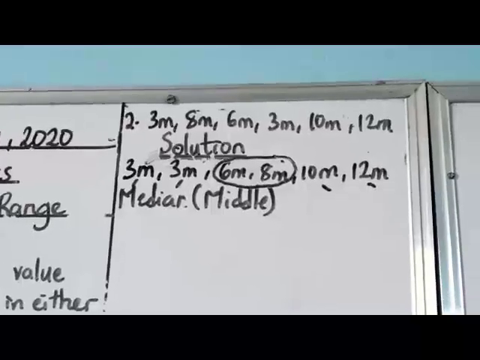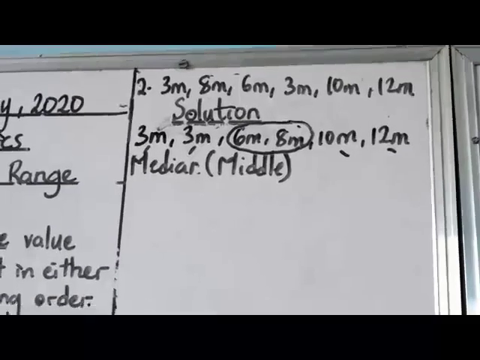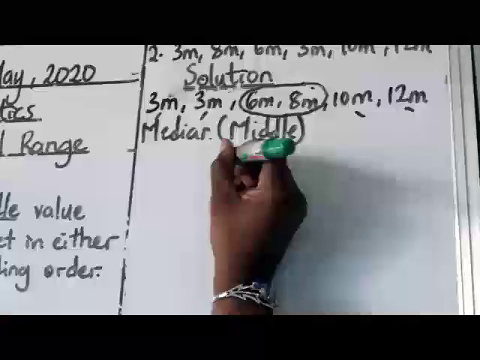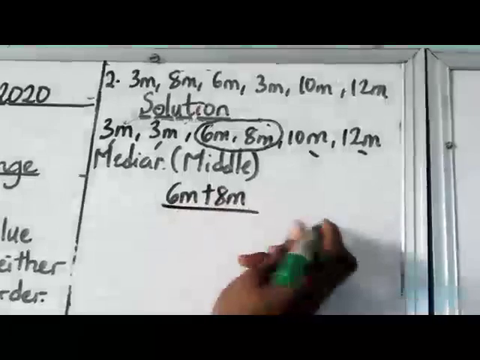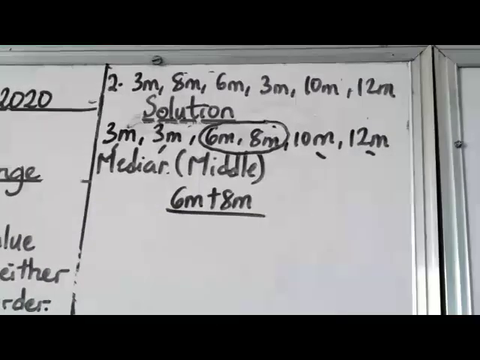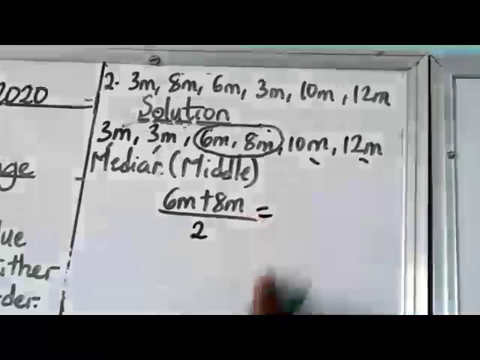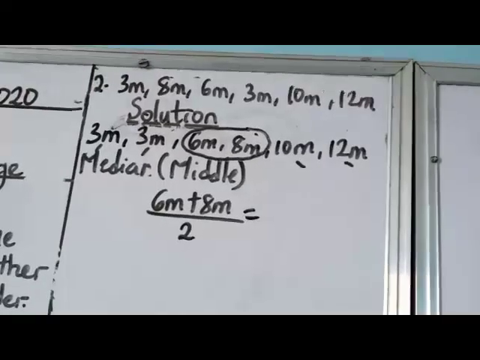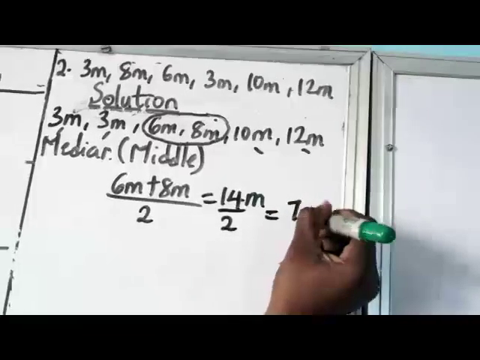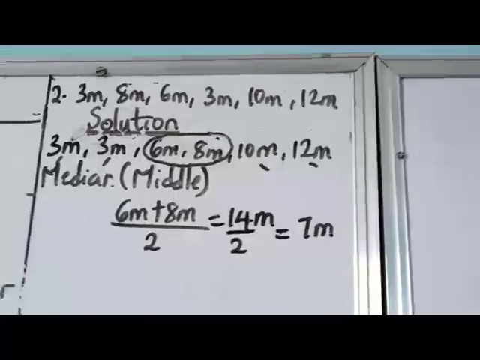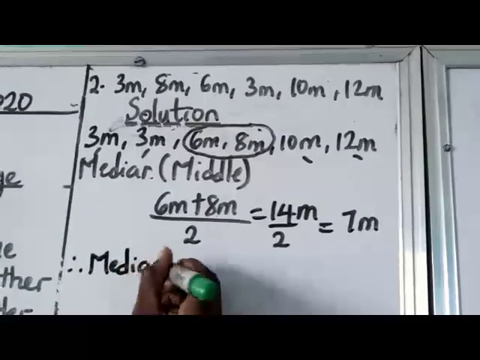Sometimes you might have 2 middle values. In this case, you find their average. You remember what we treated average? The formula is sum of items over number of items. The sum of items here is 6 meters plus 8 meters. Let's count the items. 2. Let's add up. What is 6 plus 8, class? 14 meters. If we divide 14 meters by 2, what do we have? 7 meters. So you can see that therefore our median is 7 meters.